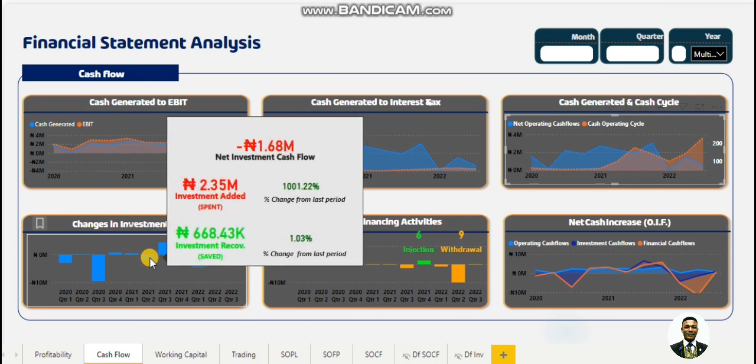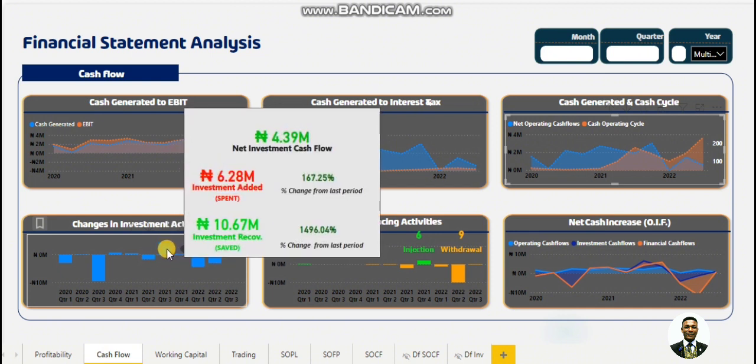But the next quarter, that is second quarter of 2022, saw them investing more again. Yes, investing probably into fixed assets, something light, small fixed assets. They invested 2.3, recovered 600k for that period, and this happens to be their highest recovery period. They invested 6.2 million and recovered an investment worth 10.67 million.